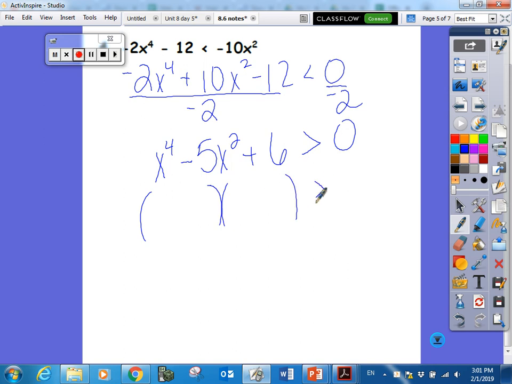So now we have to factor this. X to the 4th is x squared times x squared. Now, 6 and 1 can get us a 5. 2 and 3 can get us a 5. There are never two answers, ever. Never, ever are there two answers to factoring a polynomial, or two different sets of two answers.